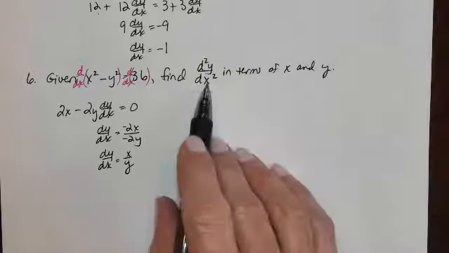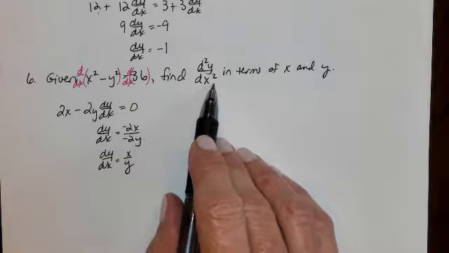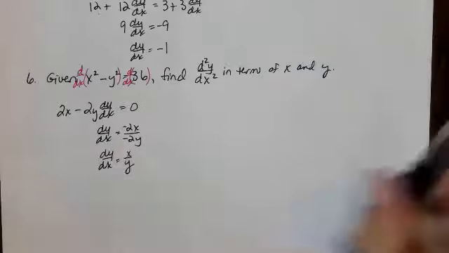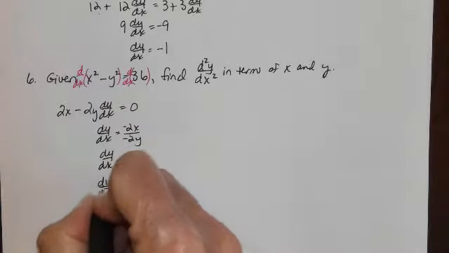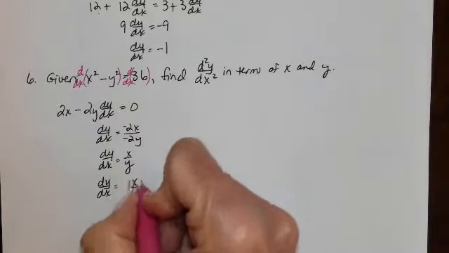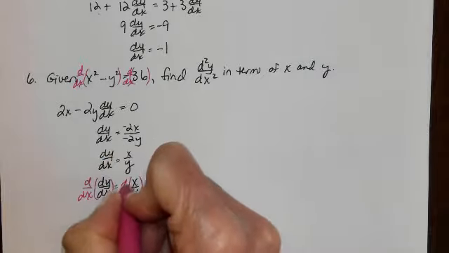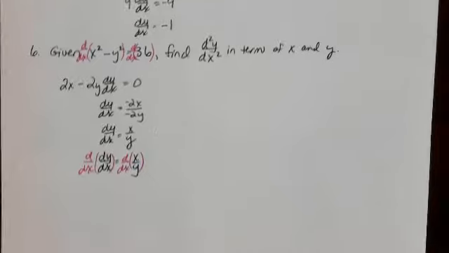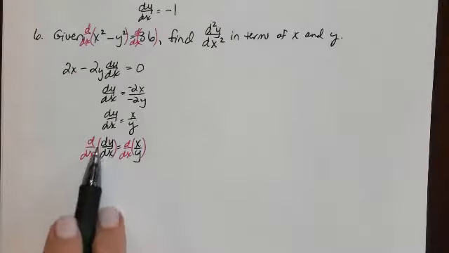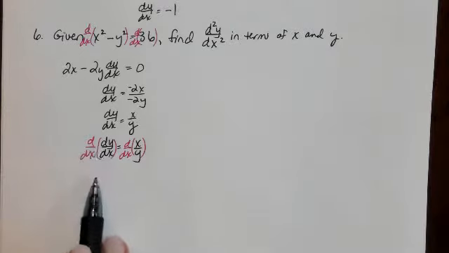Now we need the second derivative with respect to x still. Okay? So the second derivative, to do that, I'm going to come here. Let me rewrite this and give myself a little bit of space. I'm going to come down here, take the derivative of both sides with respect to x. Okay? So, the derivative of dy dx with respect to x is the second derivative.